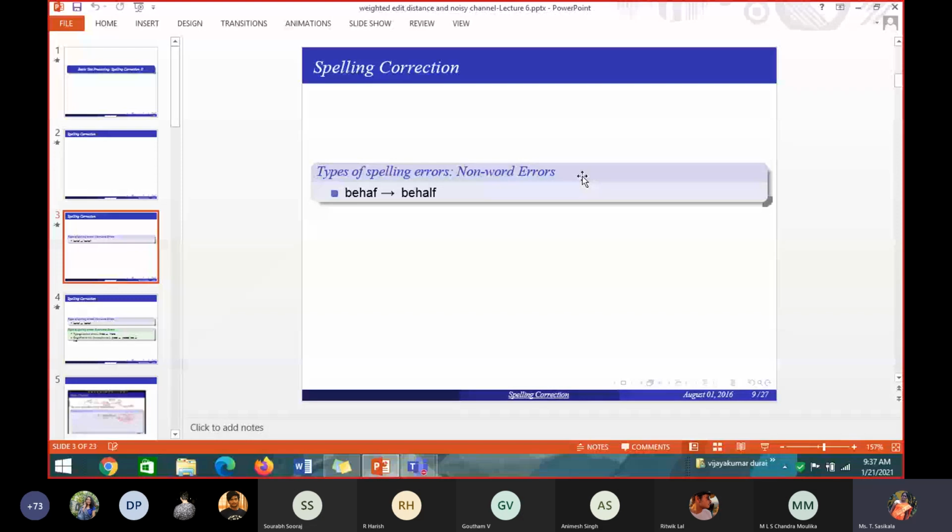So what is the noisy channel method for spelling correction? How to find the correct word? In edit distance we are finding, for converting from the original string to the other string, a distance measure. Here they are using a probability measure to find the correct word. If I type a word behaf, what are the candidate words related to that, and I have to find the probability for all the candidate words, and whichever has the highest probability, that is the correct word for the given wrong word. Okay, we will see how it is calculated.